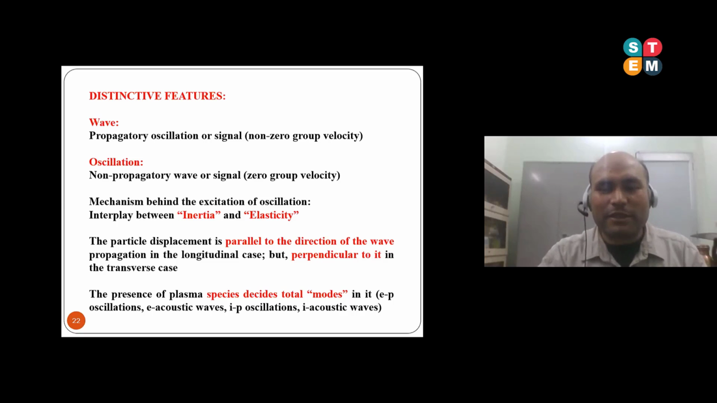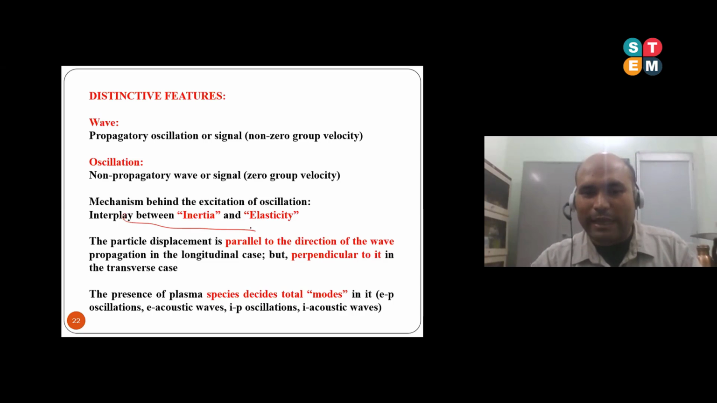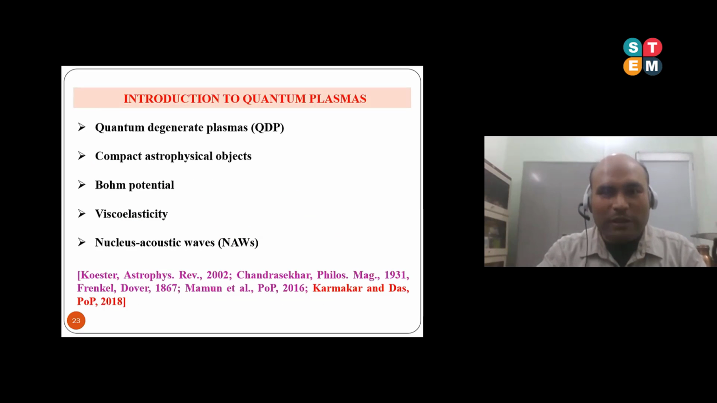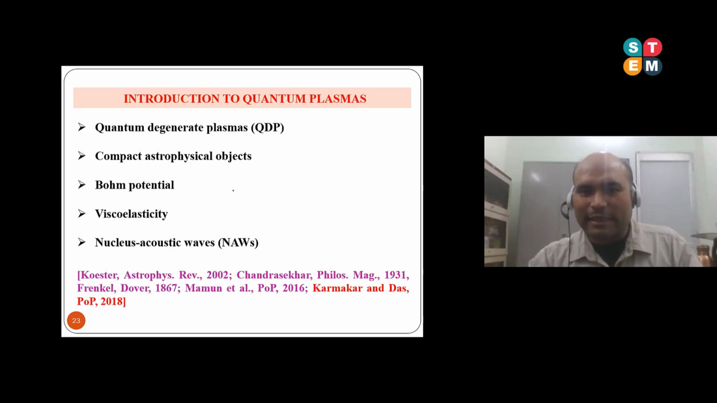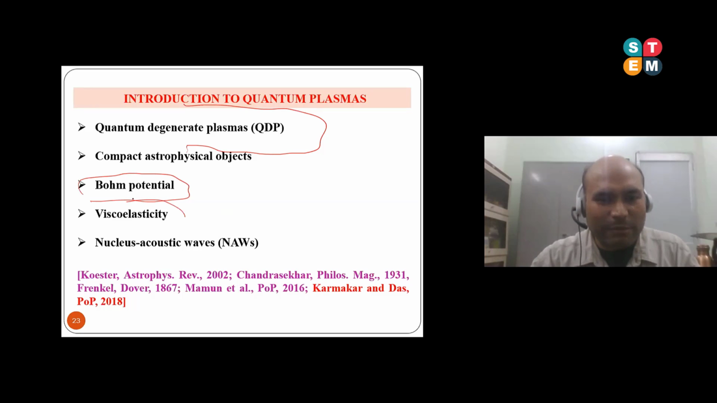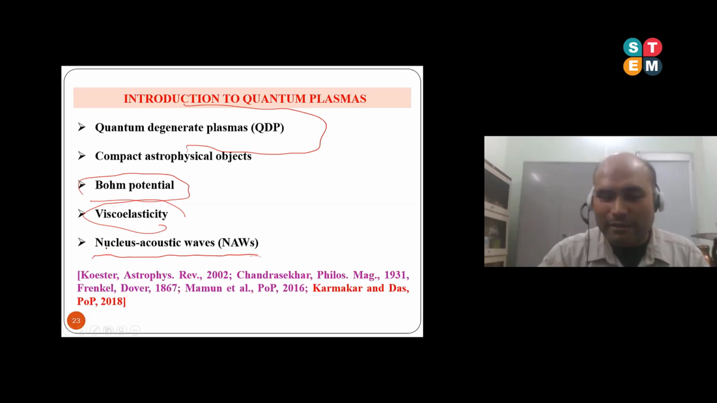This is the definition I have given, and mind that for oscillation to exist, there must be competition between inertia and elasticity. So, the introduction to our one case. What is the medium from which nucleus acoustic waves are generated? This is your quantum plasma, and for quantum plasma, we have considered quantum degenerate plasma, and this is given here. Your degenerate plasma and compact astrophysical objects are mostly formed of these. The Bohm potential we are going to define again, and viscoelasticity we have considered, and the origin of nucleus acoustic waves, which is already in the title itself.